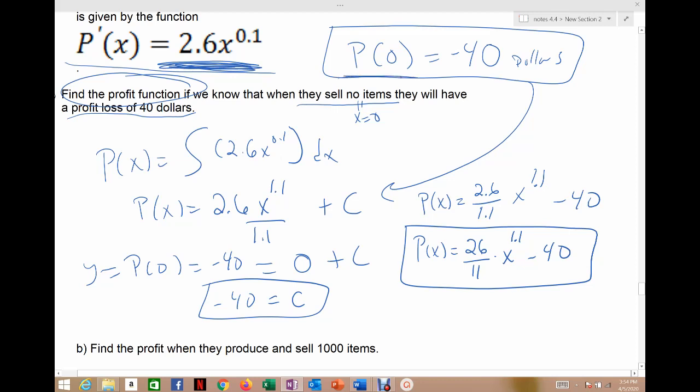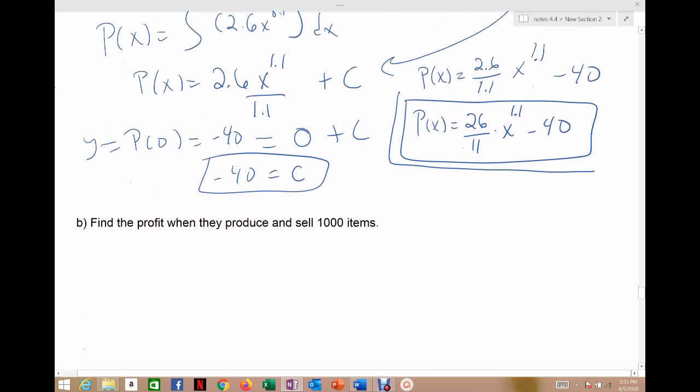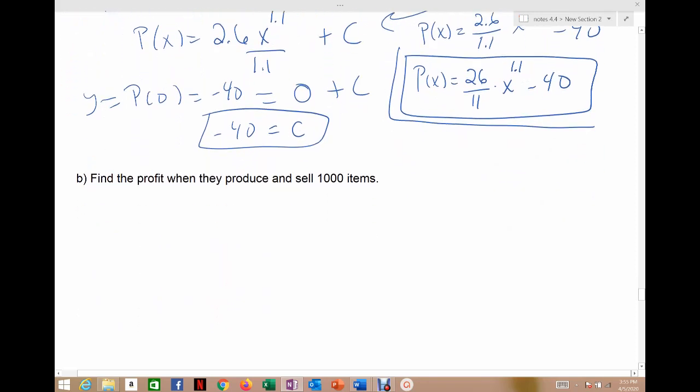When I have 0 items sold, when x is 0, profit will be a negative 40. So if I plug 0 in, I'll get negative 40 out, and so there's my unique function. Right, then we're usually asked to use it. So I have to find it first before I can use it, and so that's the second question.